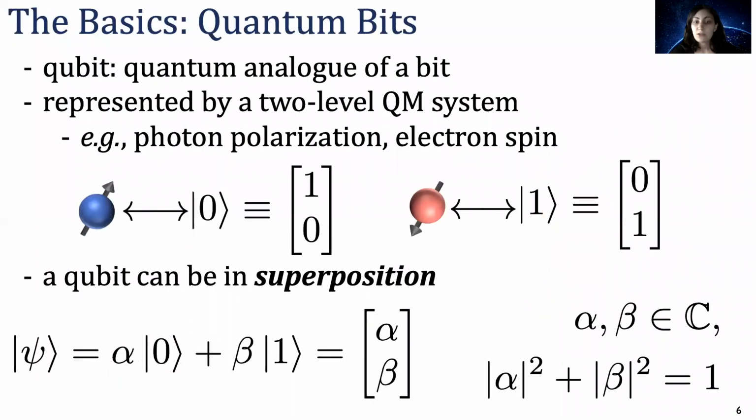A qubit is the quantum analog of a bit and can be represented by a two-level quantum mechanical system such as photon polarization or electron spin. These states can be represented using Dirac notation as shown here. For example, an electron with spin up can be mapped to state 0 and with spin down to state 1. Unlike a bit, a qubit can be in a superposition of states as shown here. Here, alpha and beta have a probabilistic interpretation and their magnitude squared must sum to 1.